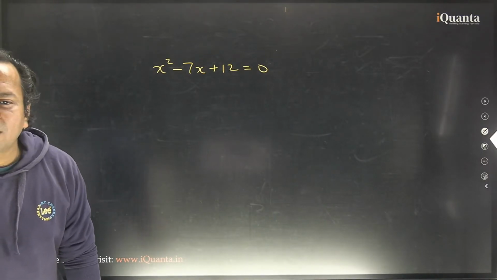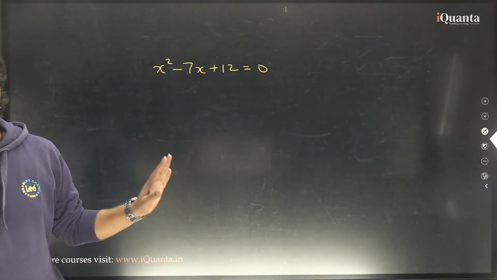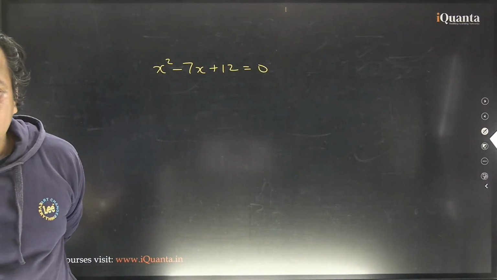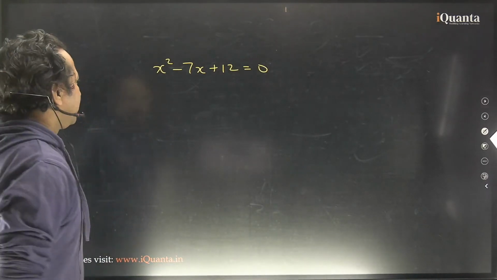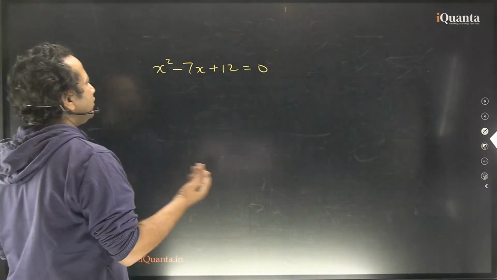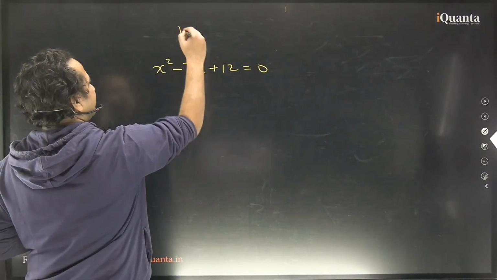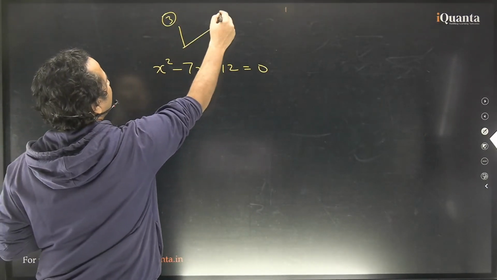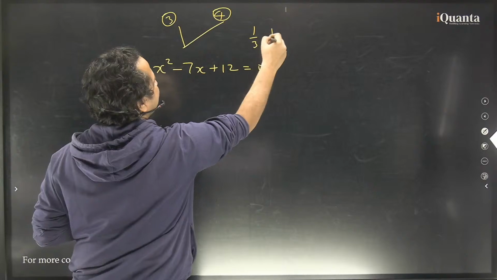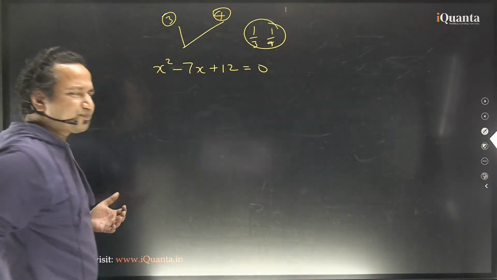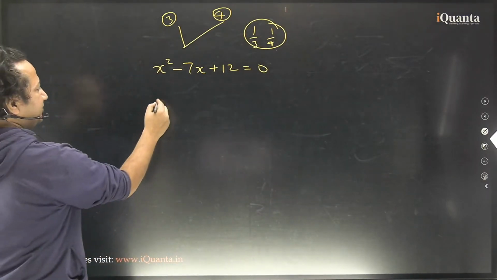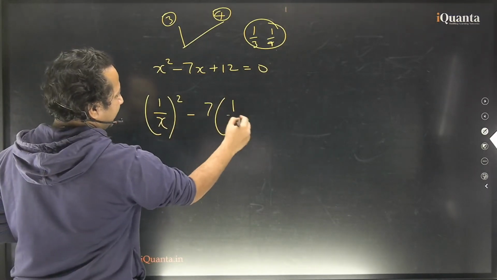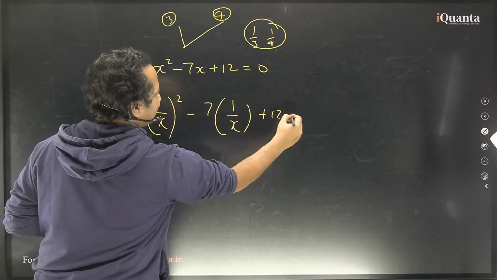This will happen in all sorts of algebraic equations. Okay, so there are two ways of doing it. One that you have been doing for quite a long time: take 3 and 4 as the roots, and then take 1/3, 1/4 and make the new equation. But here what I'm saying is, just replace x by 1/x. So you will get 1/x square minus 7 times 1/x plus 12 is equal to 0, isn't it?